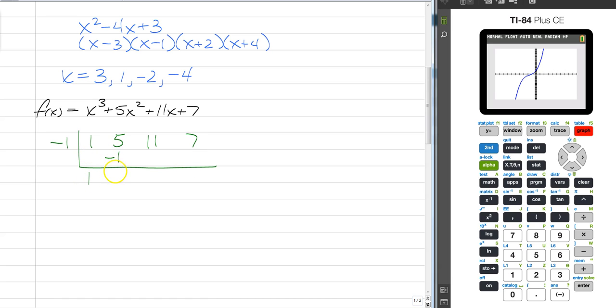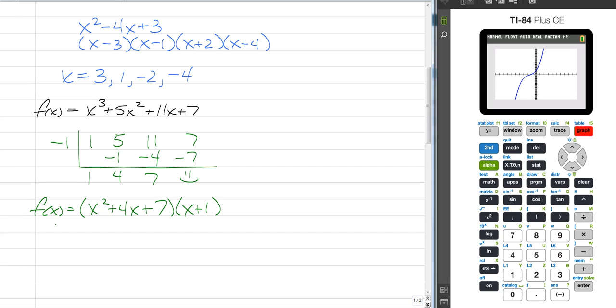That gives us a -1. That gives us 4. -4 over here gives us 7. And -7 gives us no remainder. And x squared plus 4x plus 7 cannot be factored. That's prime. So we are done already. So our factored form is x squared plus 4x plus 7 and x plus 1.